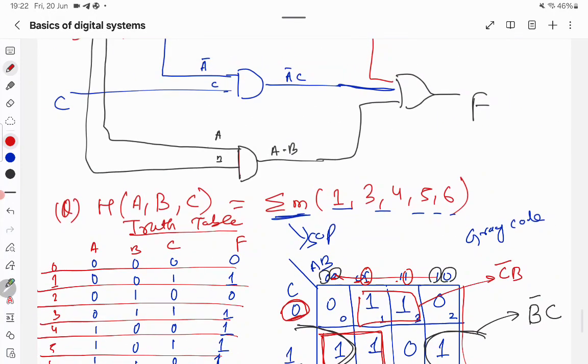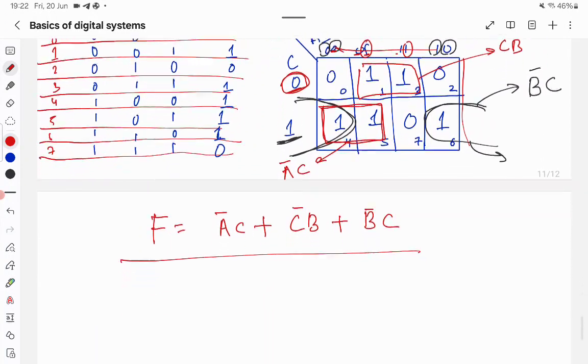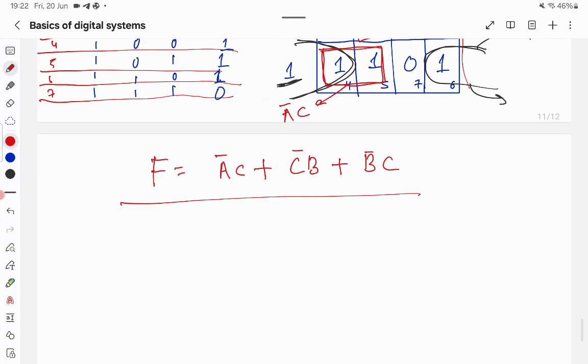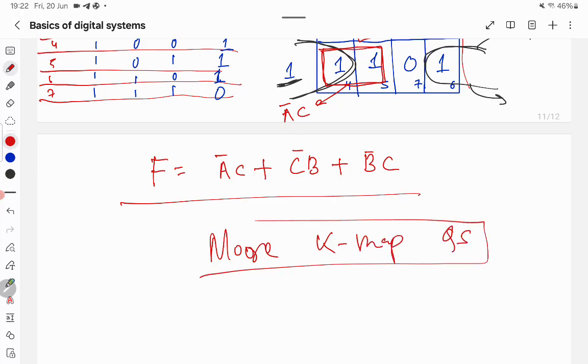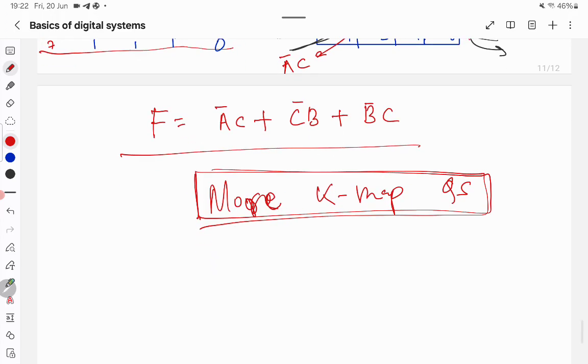We will see more about K maps in the next video. We will do more K map questions. This video was basically to make you understand what logic gates are and what a K map is, but in the next video we will see how K map questions work, what the questions are, and everything we will do in the next video.